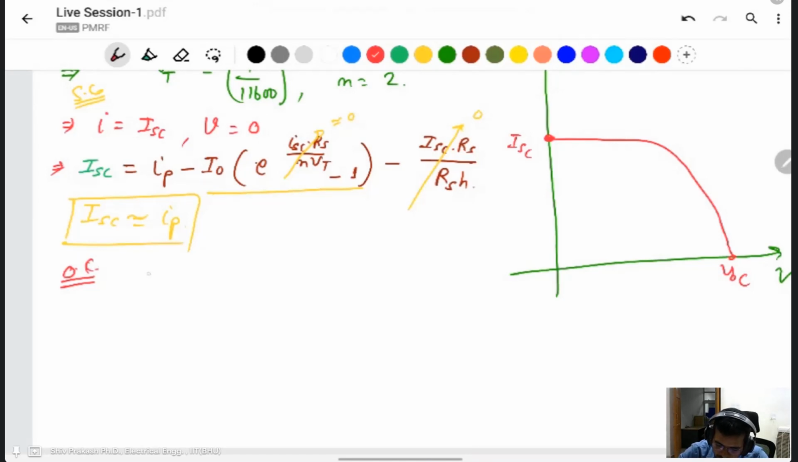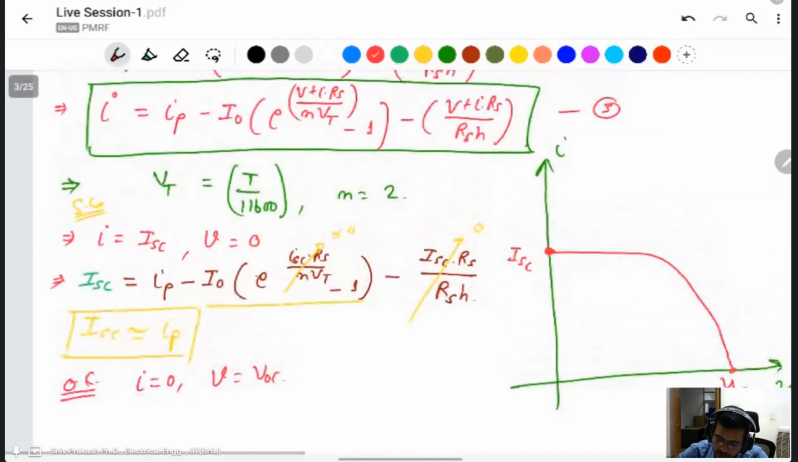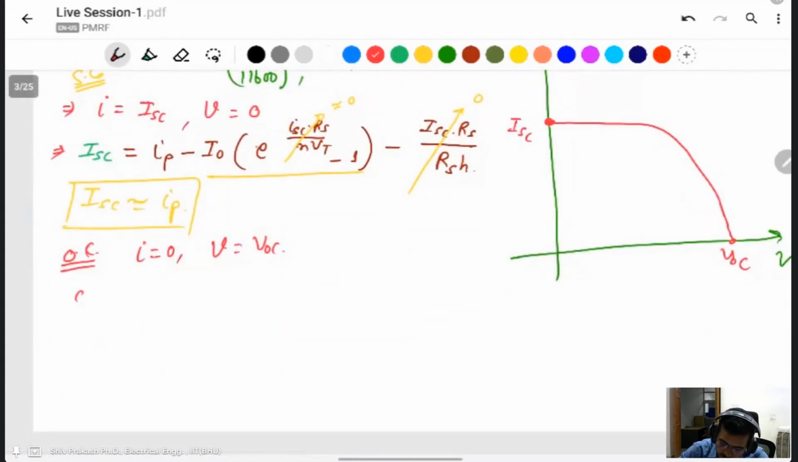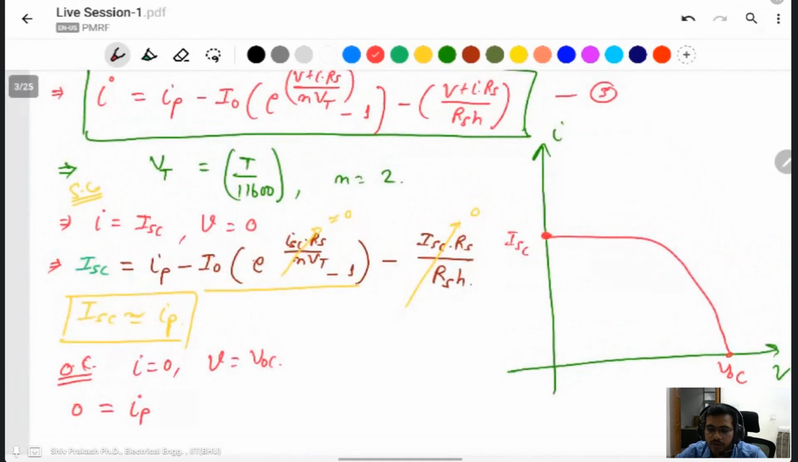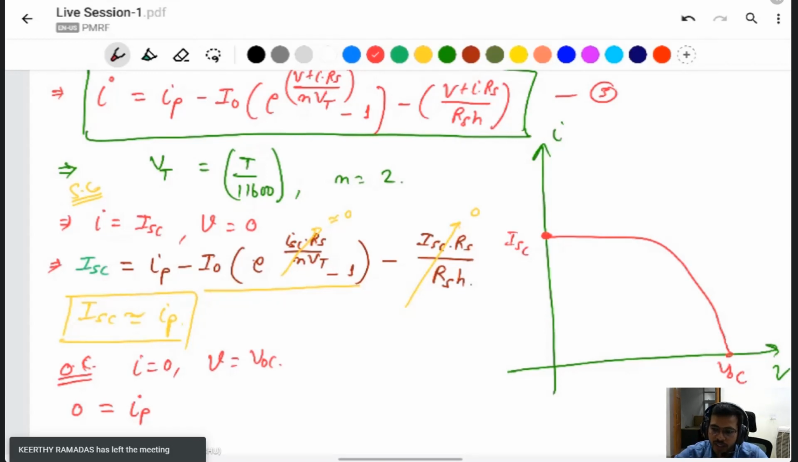At the open circuit terminal, it means the current I will be 0 and the voltage is the open circuit voltage. Then, in the same equation number three, you can replace the current with voltage. I is equal to 0, means this one will be 0. IP is the photovoltaic current, which will be constant, because it comes from the solar radiation, depending on the solar radiation. If the solar radiation is constant, this is a constant current flowing.